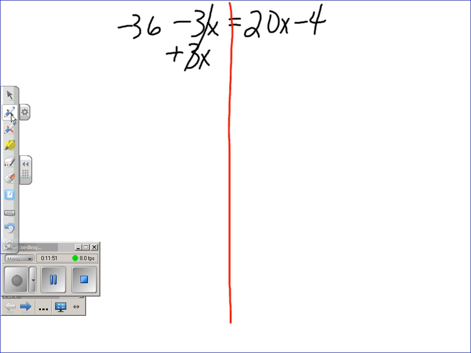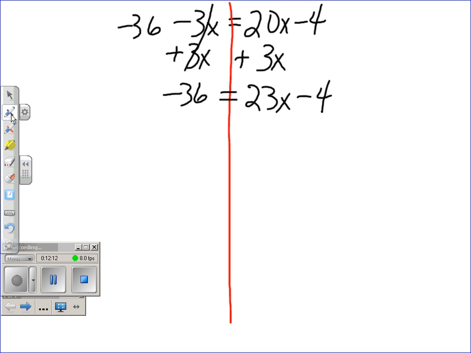Now don't forget to do it over here on the right side. I'm going to put it under the 20x because they're like terms. And I'll put those x's together here in a minute. So now, on the left I have the negative 36, it's still there. I put my 20x and my 3x together for 23x. You can add like terms. My negative 4 is an integer out there all by itself.